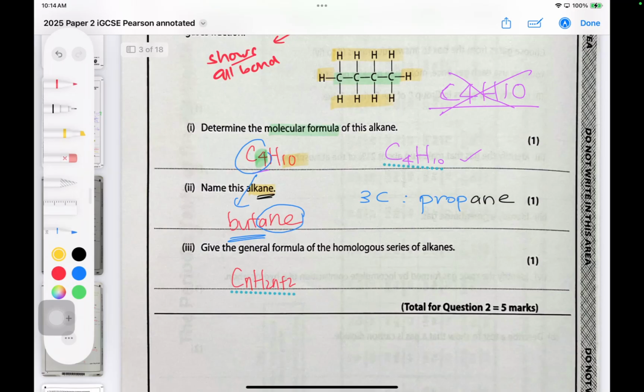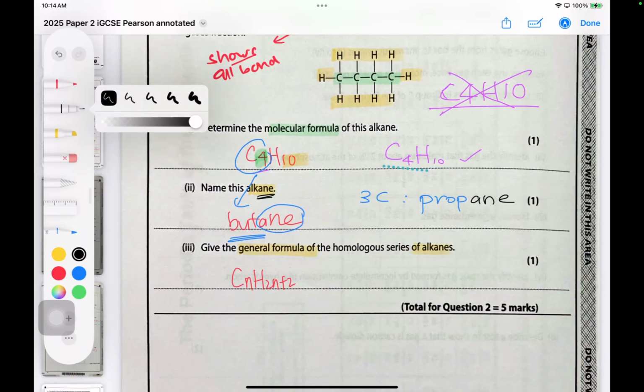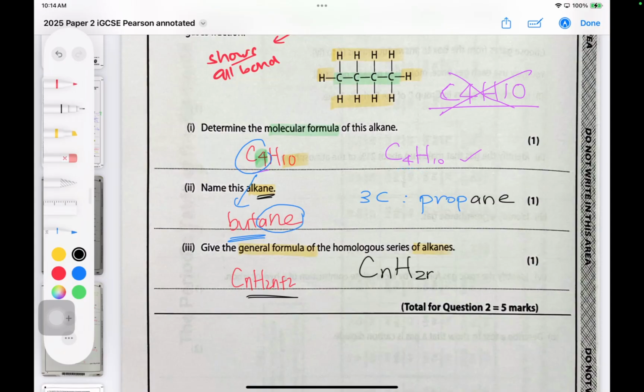Final question here is the general formula of alkane. This is again a memory question in my opinion. So the answer is CnH2n+2, as you can see over here. Again, what I will need you to take note of would be the subscript. Okay, they are written at the bottom. Subscript.